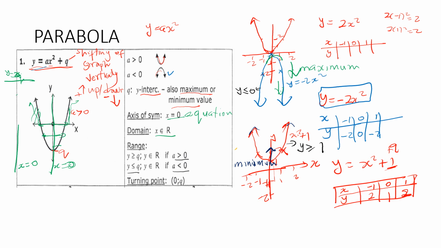Again, there is what we call the turning points. Now on the turning points, the turning point here is 0 and the value of y, the value of q in that case, will be part of the turning point. So the turning point of this graph is (0, 1), and therefore for this other graph it is (0, 0). So this is what we have for this part.